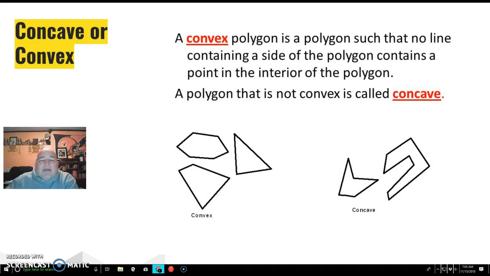I like to think about it this way. Imagine if you took a rubber band and put it around the polygon. If there's no gap where you can put a pen or pencil in between the polygon and the rubber band, it's convex, such as these three.